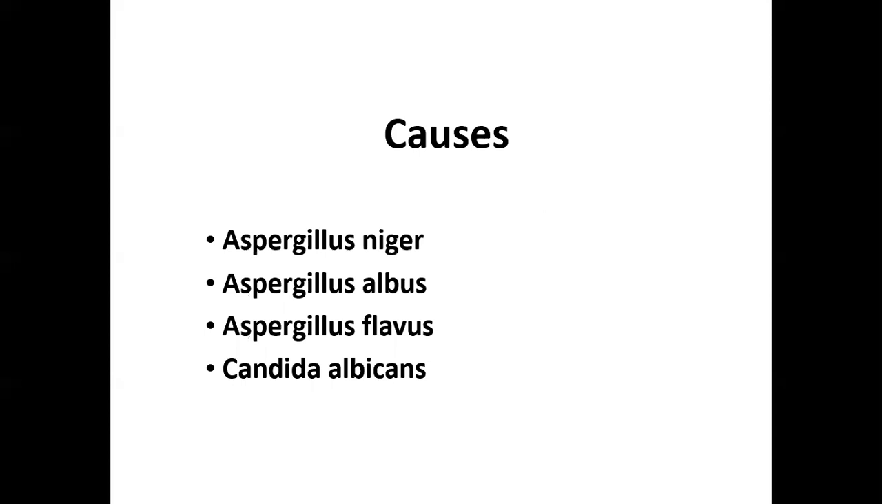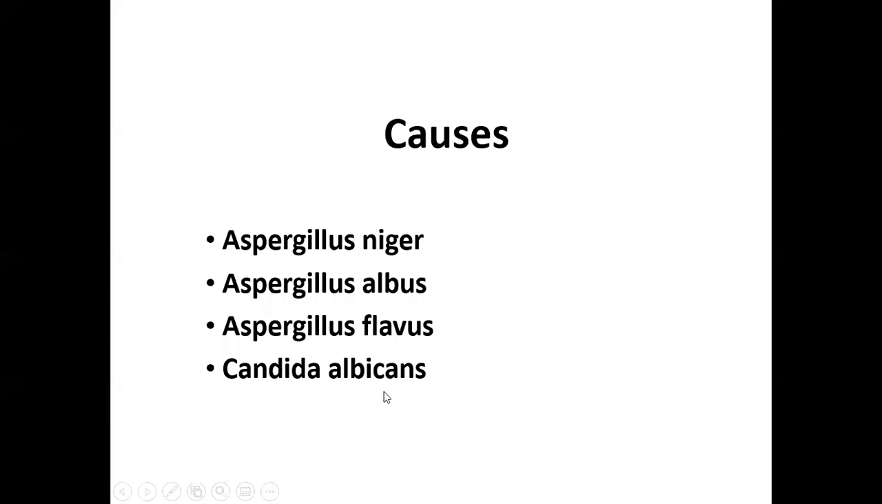Now, causative organisms. What are the different causative organisms which give rise to the fungal infection of the external auditory canal? One is Aspergillus niger, Aspergillus albus, Aspergillus flavus. Aspergillus niger is very, very common in otomycosis or the fungal infection present in the external auditory canal. Albus is very rare, flavus is very rare.